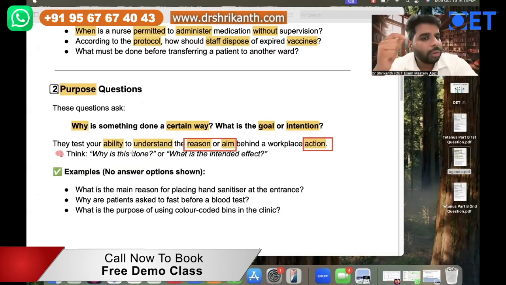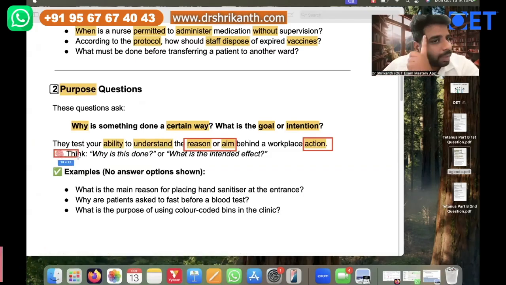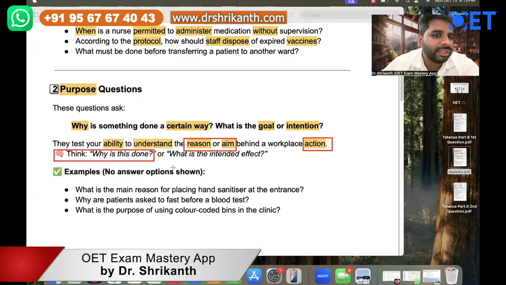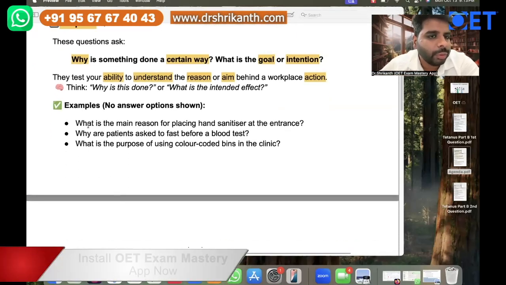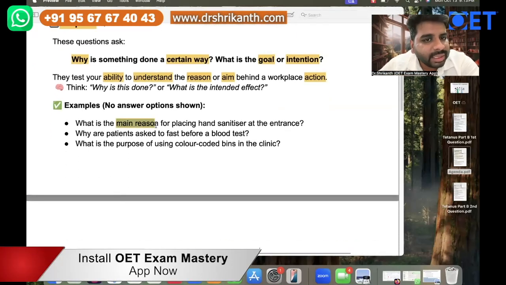So if you want to find the answer, how should you think? Your brain should think, why is this action done? Why? That is the most important word you need to identify. Right. So let's see what are some example questions coming under purpose type questions. So see, a question is asking you, what is the main reason for placing hand sanitizer at the entrance.